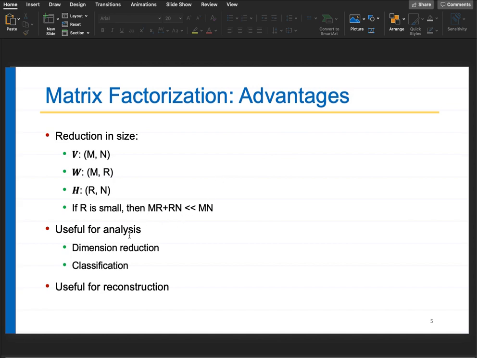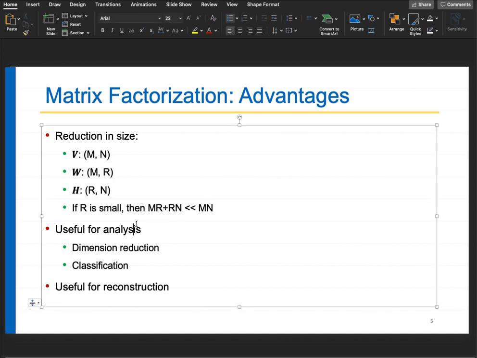Okay, this is the reduction. So basically if you want to transmit information, you can do it very efficiently with fewer bits needed for communication. Next, it is very useful for analysis. Can anybody tell an analogy? How is this useful for analysis?